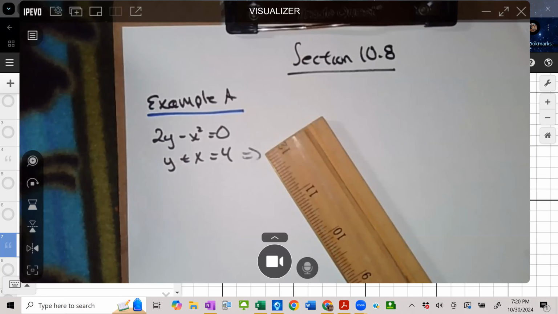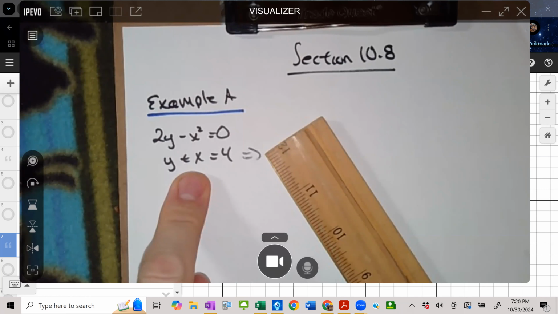Hello and welcome to section 10.8, systems of nonlinear equations. Now that sounds like kind of a mouthful, maybe it is, but the idea behind this is not really much different than what we've done elsewhere in this chapter, which is to see where two lines cross each other. The reason this is called nonlinear systems of equations is because we're not always going to deal with a line.